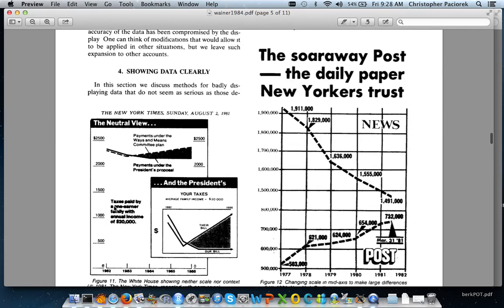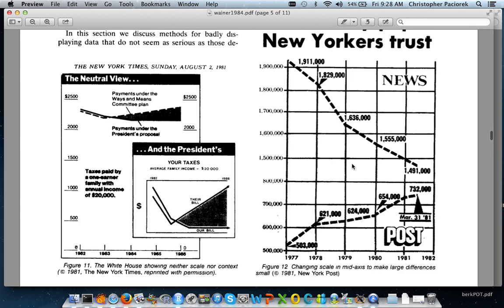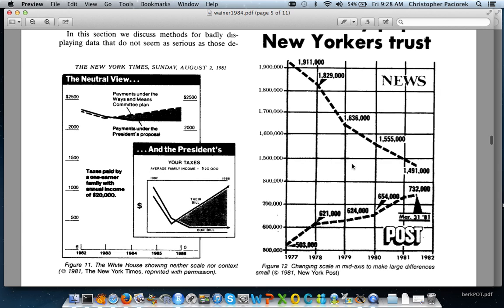Yeah, I think most of these illustrate similar things. This right one here has a pretty funny thing in here. This is a graph from the New York Post, and it's trying to show the New York Post readership increasing to approach that of whatever the news is. I'm not sure, probably the Daily News in New York City.